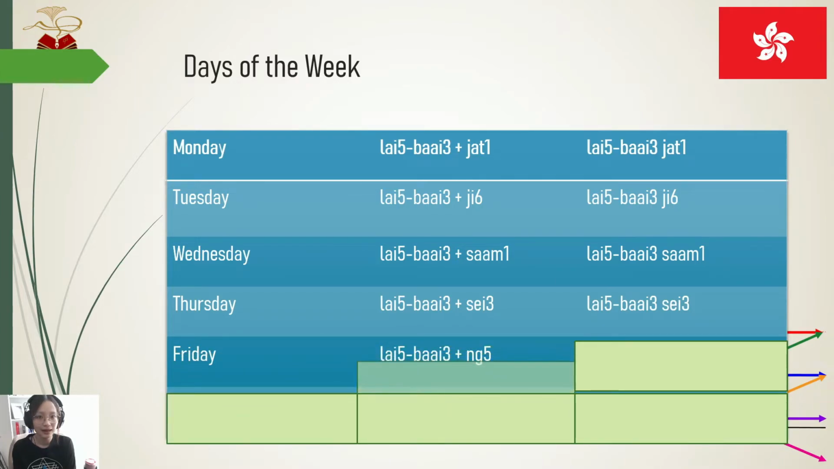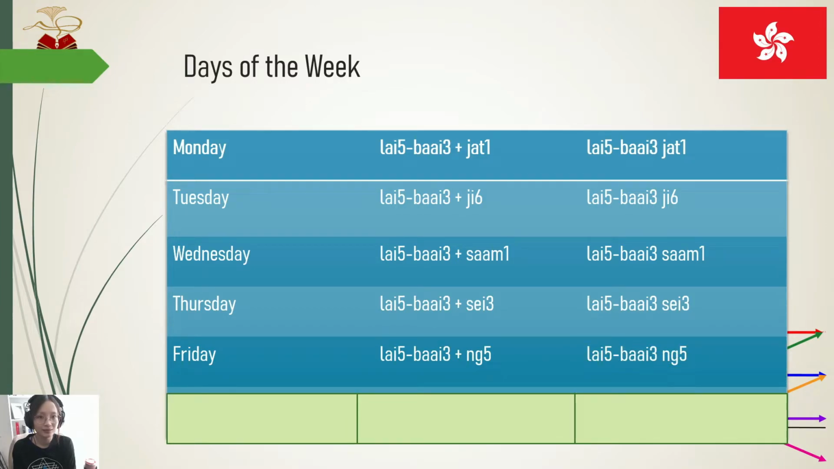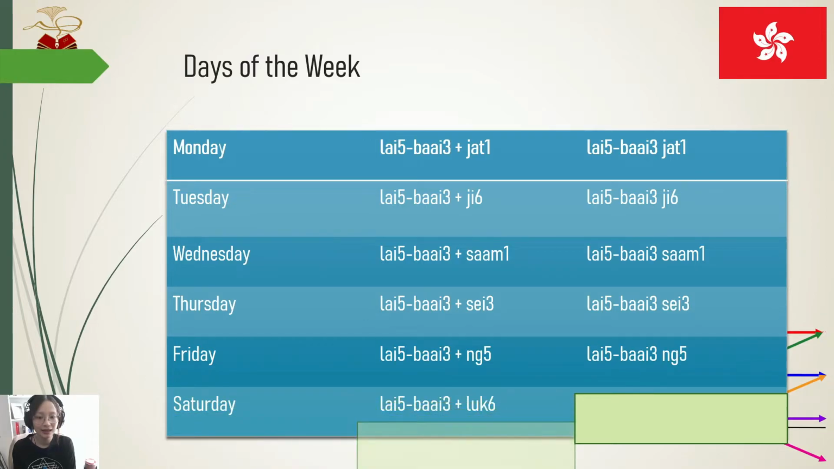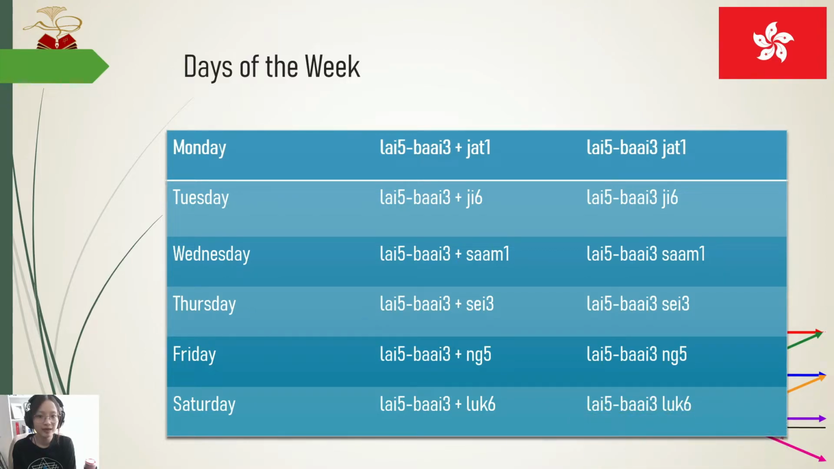Friday, Lai Bai Ng. And then Saturday, Lai Bai Lục. So let's go through those quickly. We've got Lai Bai Yat, Lai Bai Yi, Lai Bai Sam, Lai Bai Say, Lai Bai Ng, Lai Bai Lục. So using the word Sing K now: Sing K Yat, Sing K Yi, Sing K Sam, Sing K Say, Sing K Ng, Sing K Lục. Okay, nice and easy, right?